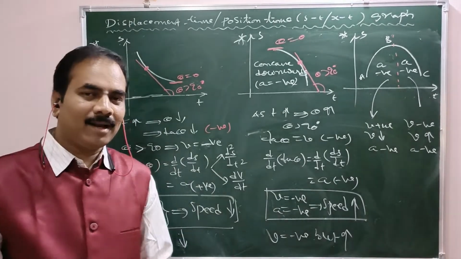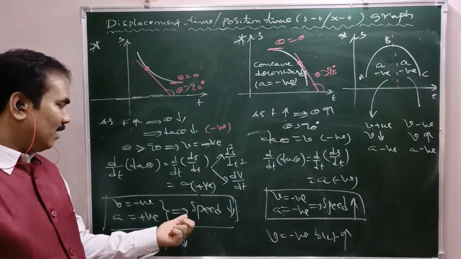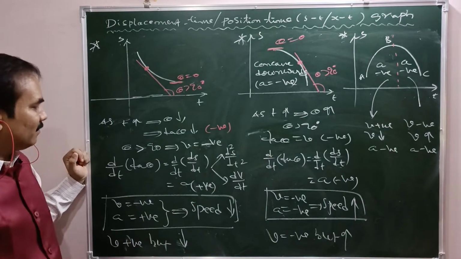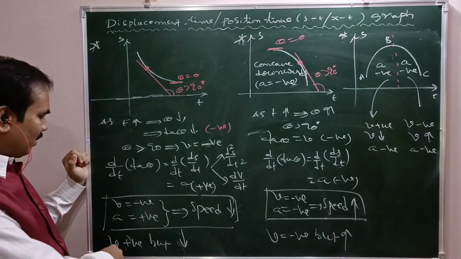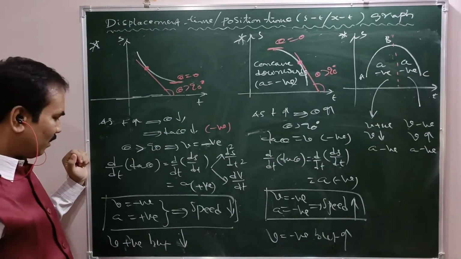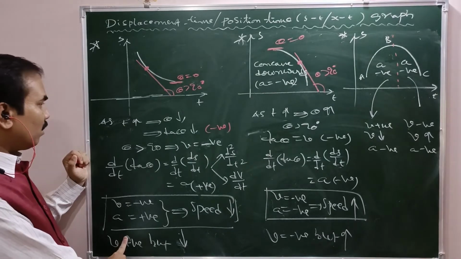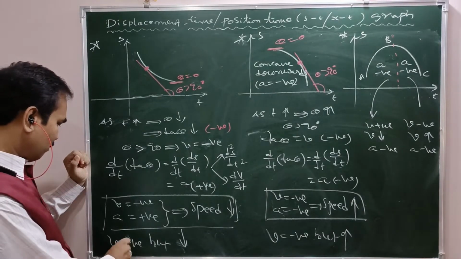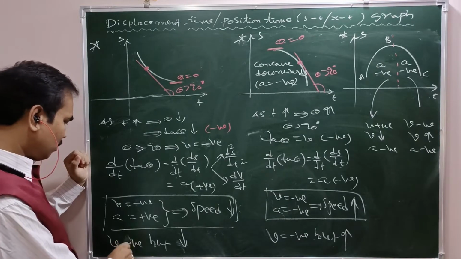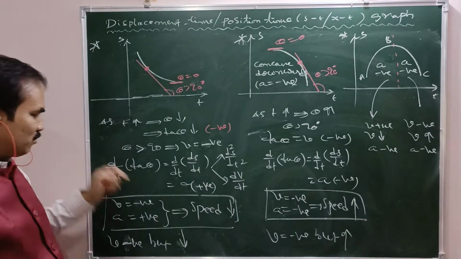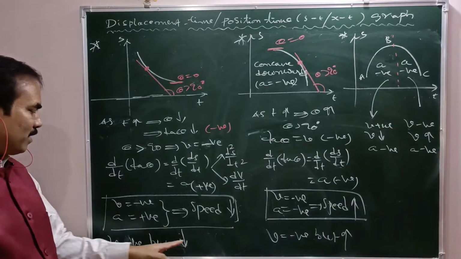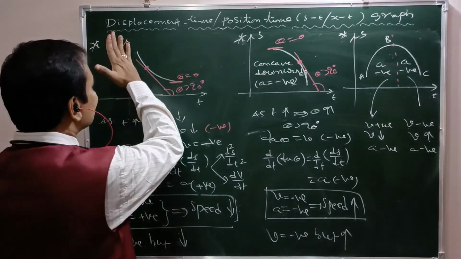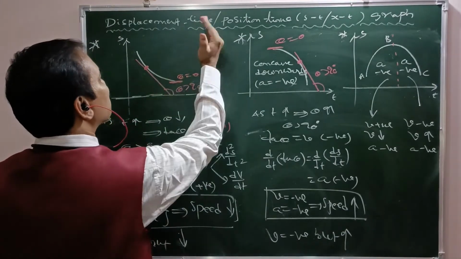If both have different signs, what is the indication here? Speed is decreasing. Right? Velocity is negative, but speed is decreasing. Now coming to the remaining part: this is the first portion, and this is the next portion.